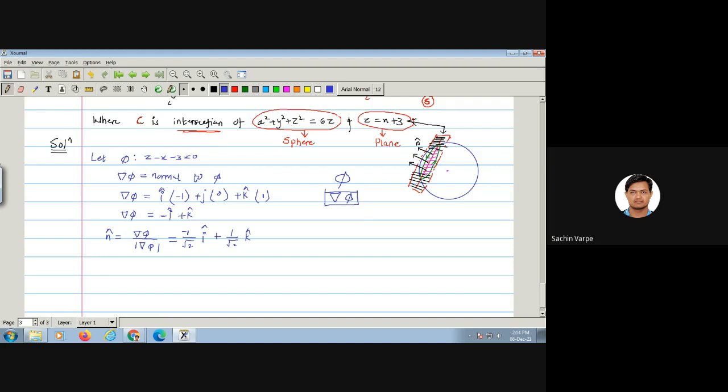Clear? So we want the normal vector to the circle or circular region. That means we want the normal to the plane, na? Because that circle is lying on the plane. Yes or no? Can you see this? The circle is lying on the plane z equal to x plus 3.